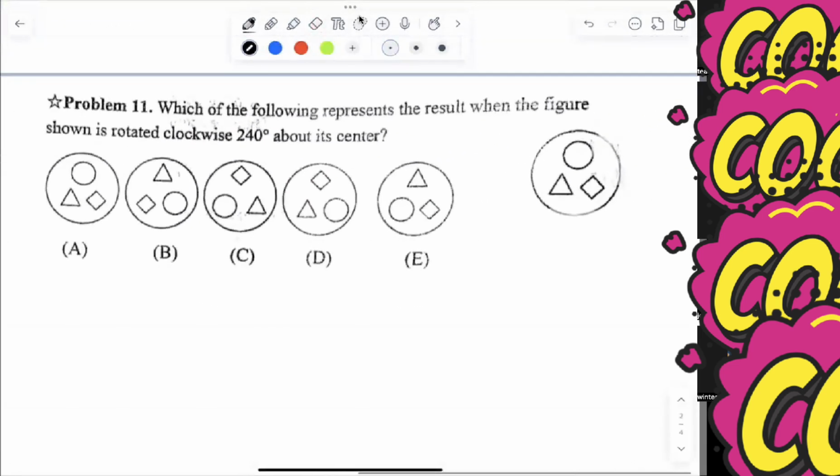Let's move on to problem 11. Have you guys tried this question? Tell me your answers through chat.